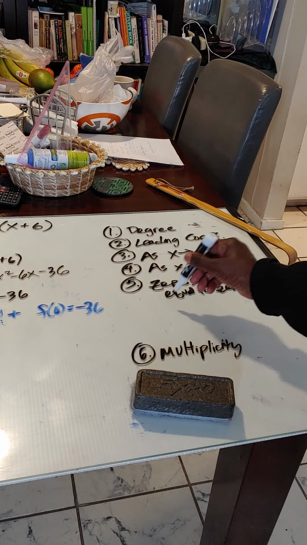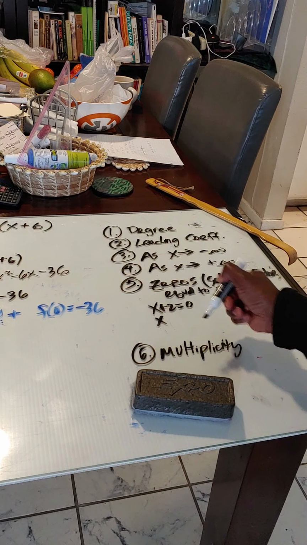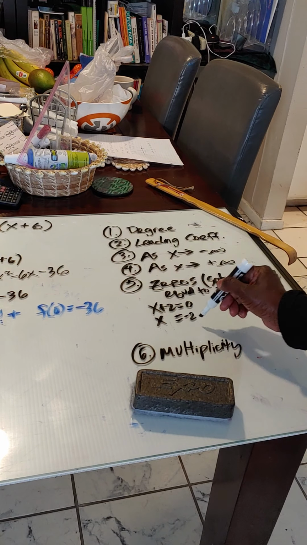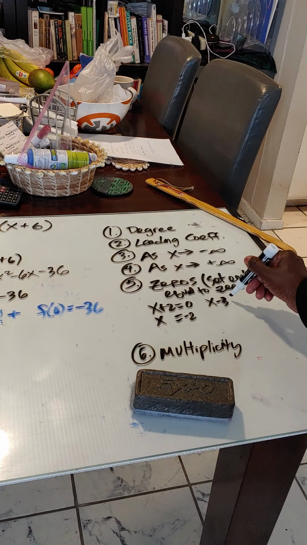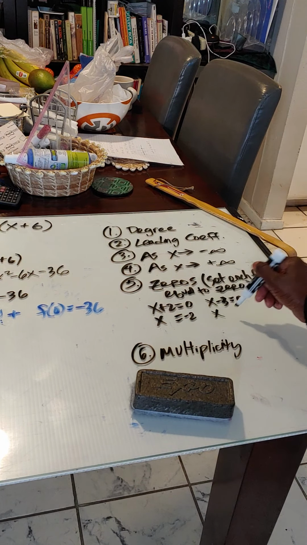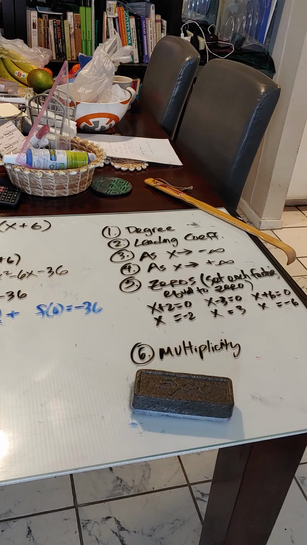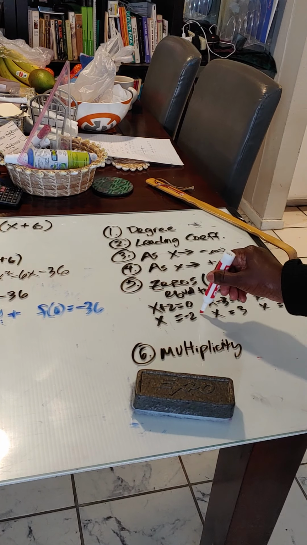Well, that looks like this: x plus 2 equals 0 is going to give us, I'm going to subtract 2 from both sides in order to isolate x. So x is equal to negative 2. And x minus 3 equals 0. I'm going to add 3 to both sides. And x plus 6 equals 0. X is going to equal negative 6. And so those are our 3 zeros in this cubic function.